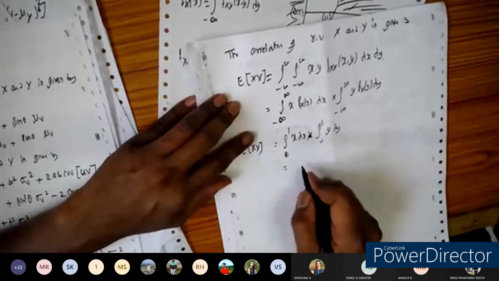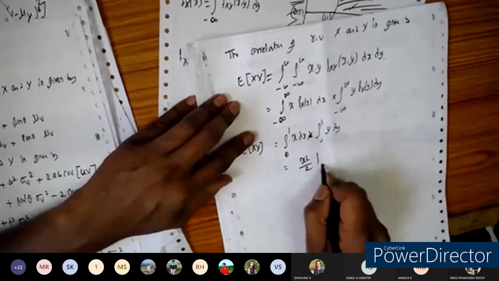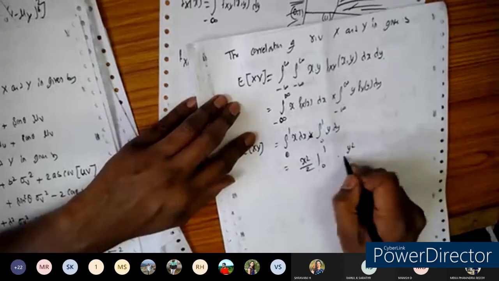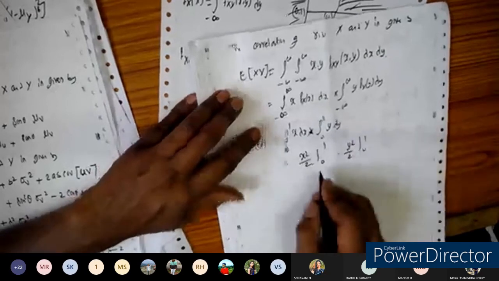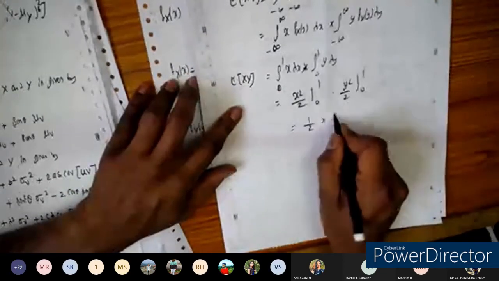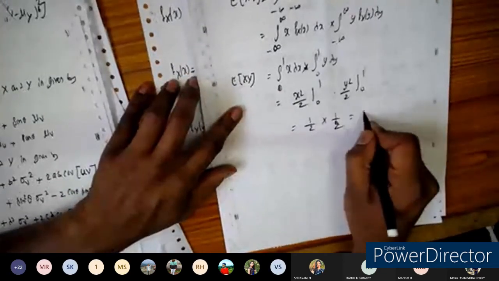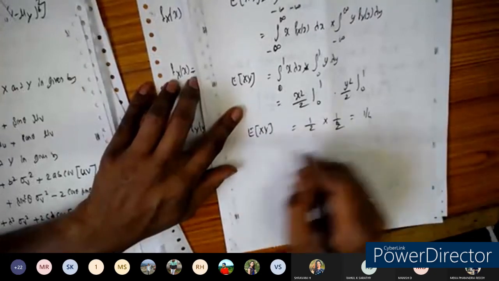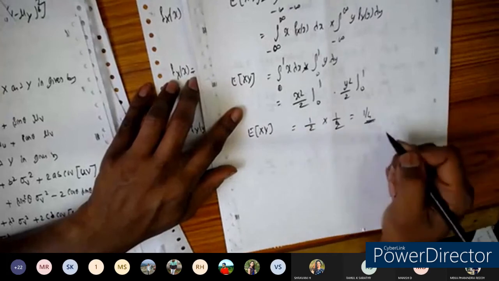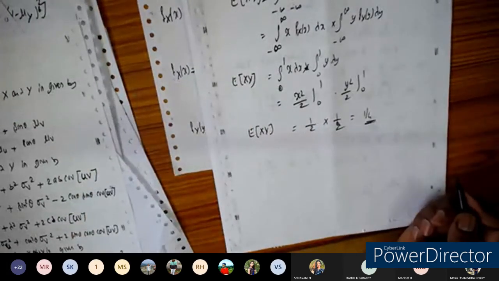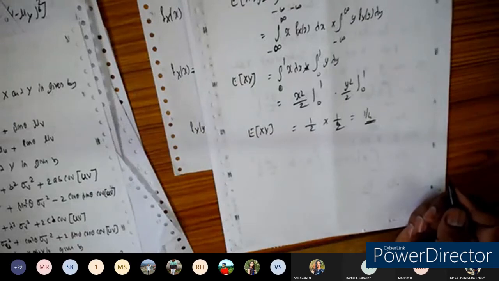The integration of x is x squared by 2, the limit is from 0 to 1, and the integration of y is y squared by 2, the limit is from 0 to 1. If you apply this, it becomes 1 by 2 into 1 by 2, so this will become 1 by 4. So the correlation of the random variables x and y is equal to 1 by 4. Done, right?